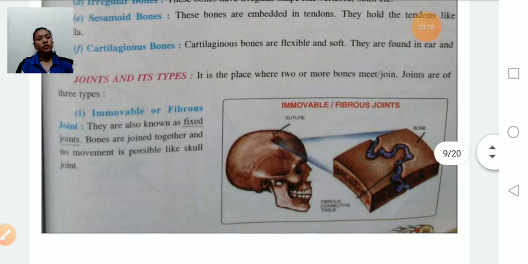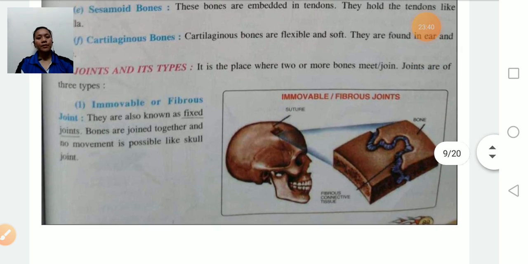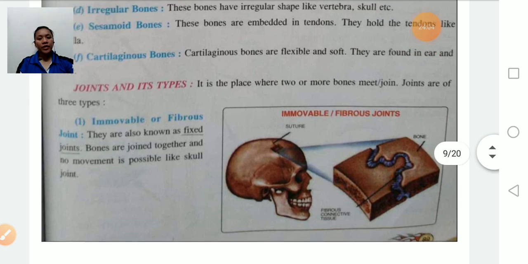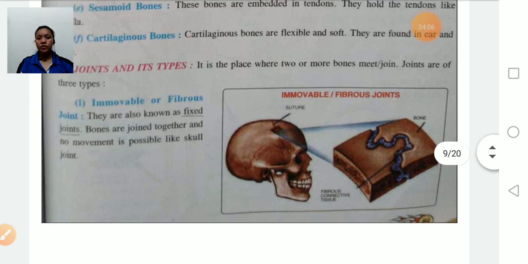Next is joint and its types. A joint is the place where two or more bones meet or join. Joints are of three types: immovable joint, slightly movable joint, and freely movable joint. The immovable joint is also known as fibrous joint.